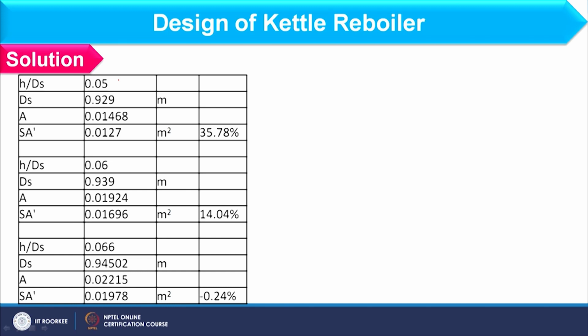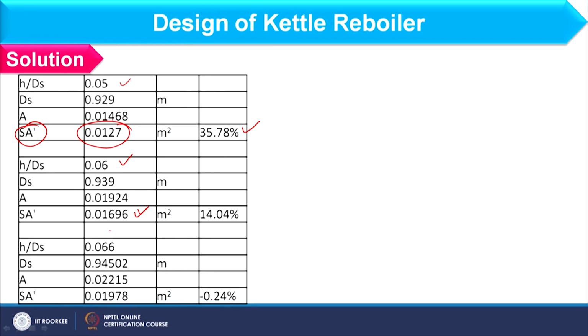Let us see further calculation. h by ds I am now considering as 0.05, SA dash you can obtain as 0.127 and the error you can see. Now the error becomes positive. So, you have to increase the SA dash value. To increase that, we should increase h by ds. So, now I am considering 0.06. SA dash you can obtain like this, which is still less than the SA.